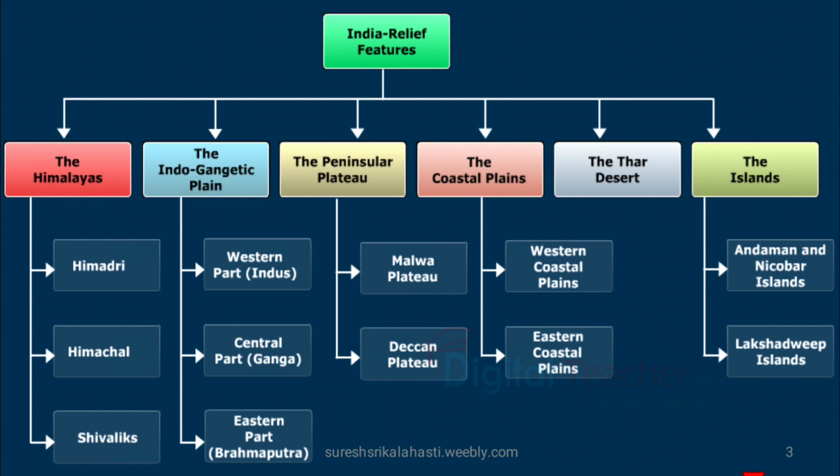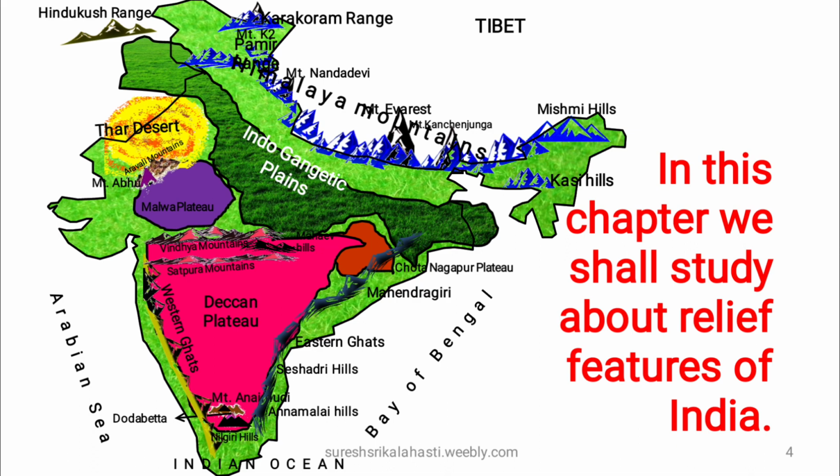Next, the island groups. The island groups can be divided into 2 categories. Those are the Andaman and Nicobar Islands, which are located in the Bay of Bengal, and the Lakshadweep Islands, which are located in the Arabian Sea. So now we will discuss all these things. We can observe these 6 features in this map. In this chapter, we shall study the relief features of India.